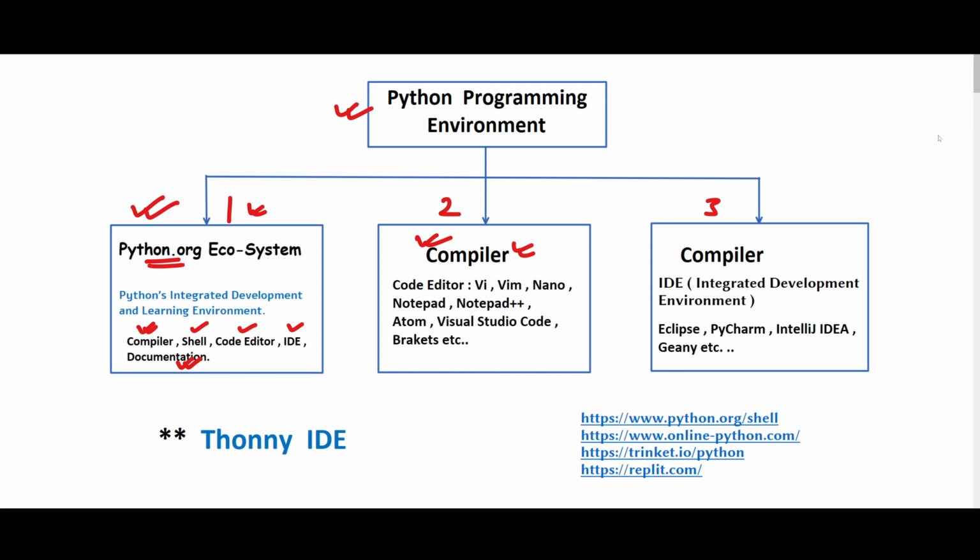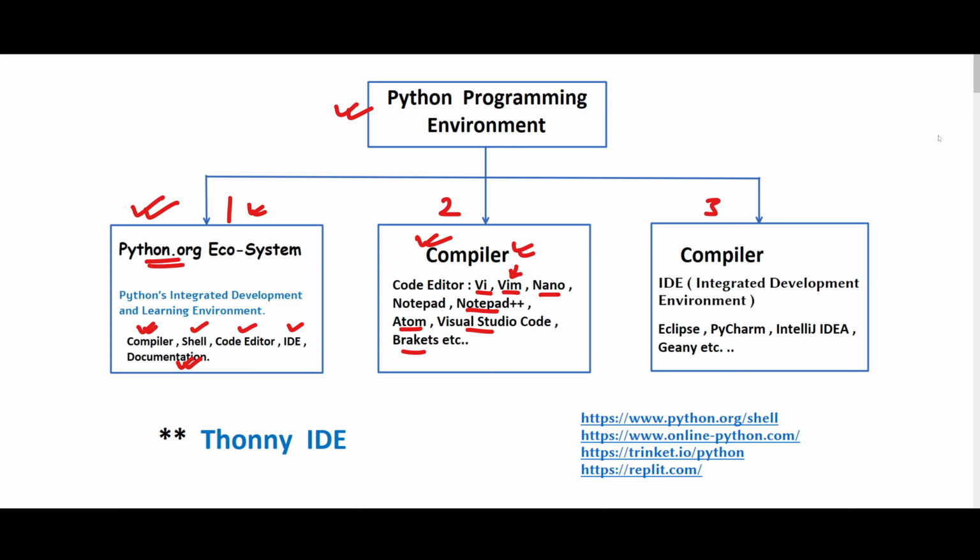Now, there are some code editors like VI, VIM and Nano. These are all terminal-based code editors, which are predominant in Linux systems. However, there is a graphical version of Vim that is also used in Windows. For GUI-based code editors, there are many, like Notepad, Notepad++, Atom, Visual Studio Code, Brackets, Sublime Text. There are many; I have written just a few. You can use any one of them according to your choice.